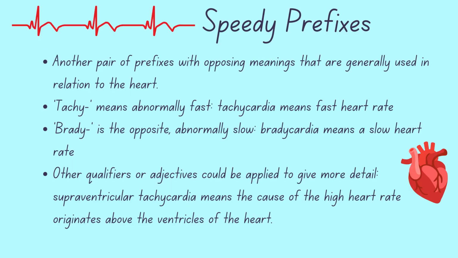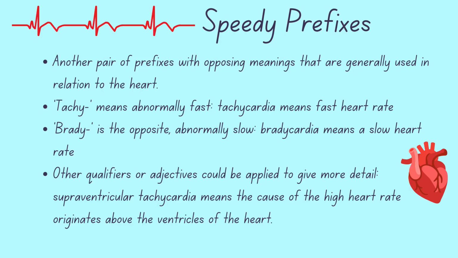And then another pair of prefixes with opposite meanings is used in relation to the heart, and can also be related to breathing and other things as well. Tachy means abnormally fast. So tachycardia means fast heart rate. Tachy is fast, cardia is the heart. And then bradycardia is the opposite, which is abnormally slow. So bradycardia means a slow heart rate.